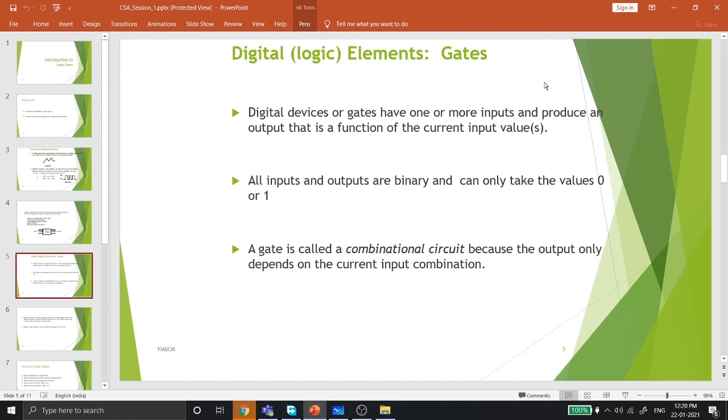And a gate is called a combinational circuit because the output only depends on the current input combination. That's self-explanatory, I don't have to explain that.